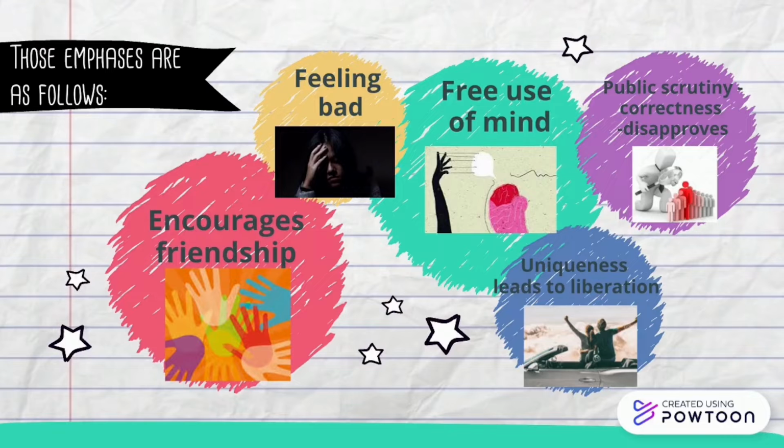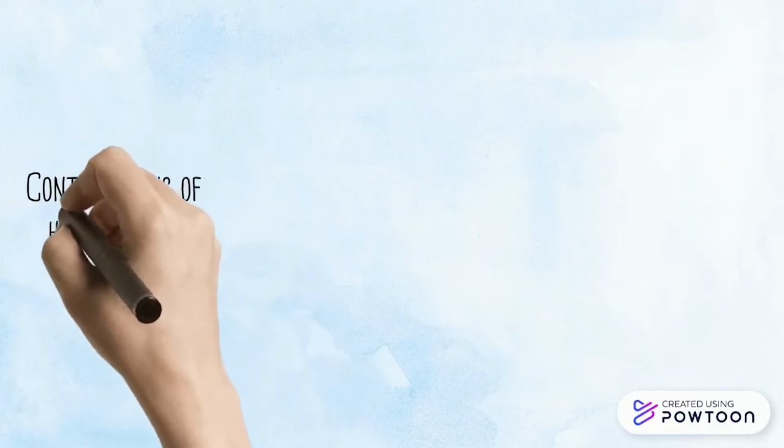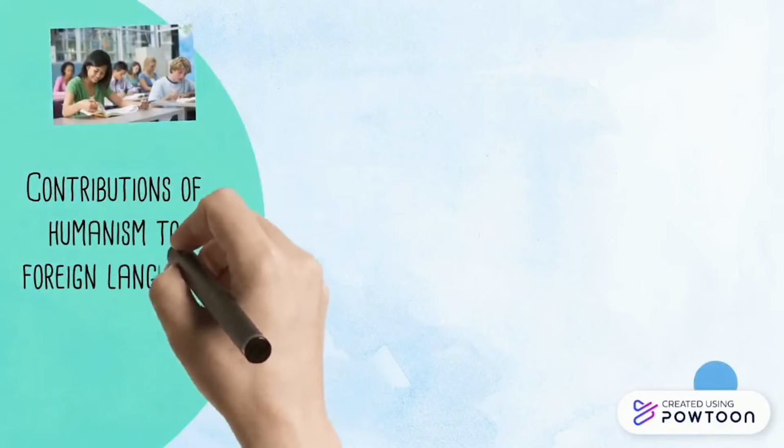Responsibility. Humanism accepts the need for public scrutiny, correctness, and disapproves of anyone who denies the importance of such matters. Intellect. Humanism rejects whatever interferes with a free use of mind. Self-actualization. Humanism believes that the search for realizing one's uniqueness leads to liberation. Contributions of humanism to foreign language teaching.